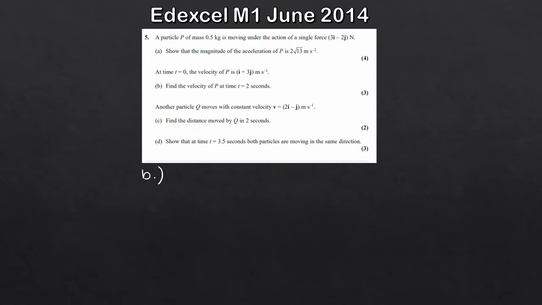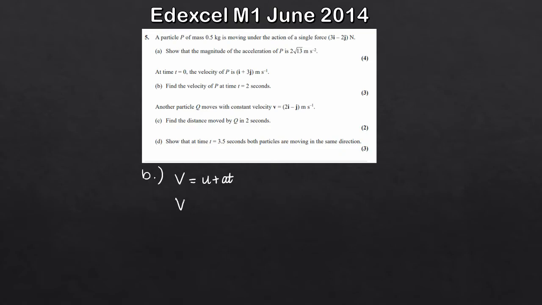The fact that we're given that suggests to me that we're going to use SUVAT equations. So we want to work out the velocity. We're given a time, t equals 2 seconds. We've worked out the acceleration as well in part A. So the fact that we've got the acceleration, we've got the time, and we've got the initial velocity given to us, that suggests to me that we're going to use v equals u plus at.